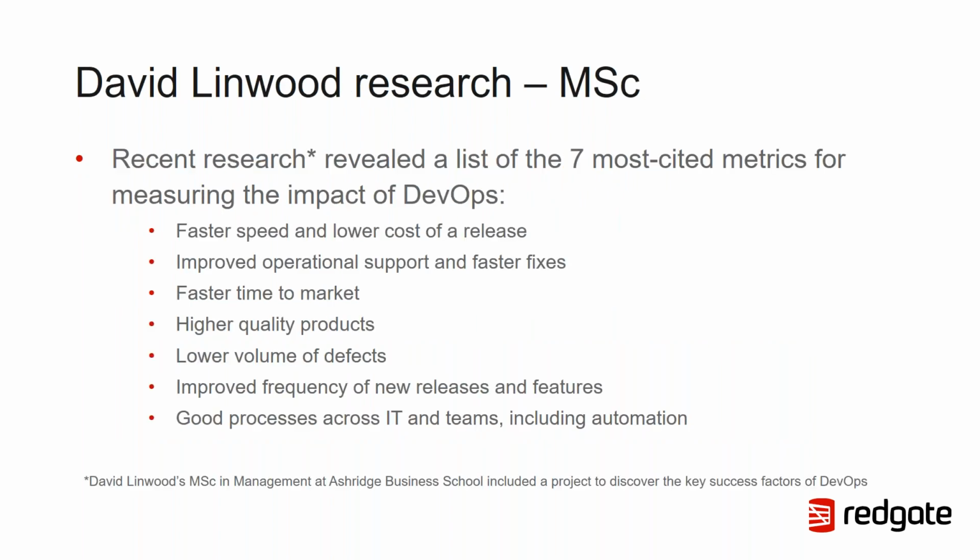Now, I mentioned that we are taking some of the knowledge that we're going to be referring to here from some research. This was David Linwood's MSc in Management at Ashridge Business School. He produced a project to discover the key success factors of DevOps, and listed out the 7 most cited metrics for measuring the impact of DevOps: faster speed and lower cost of a release, improved operational support and faster fixes, faster time to market, higher quality products, lower volume of defects, improved frequency of new releases and features, and good processes across IT and teams, including automation.